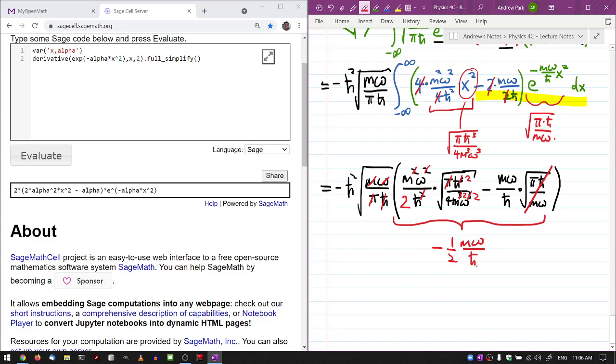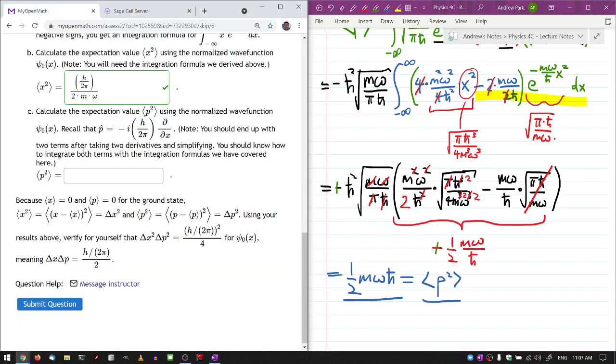So h bars cancel, or well, some of it can, let me just go through this. Minus signs cancel each other, and putting it all together, I have 1/2 m omega h bar squared over h bar, so just h bar. So that is my expectation value of momentum squared. And after all the simplification is done, it looks quite simple.